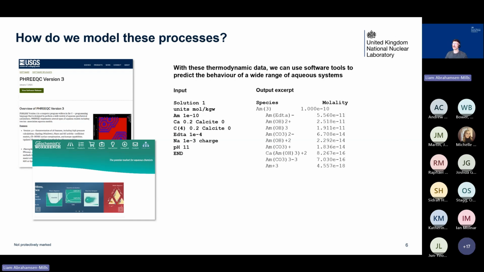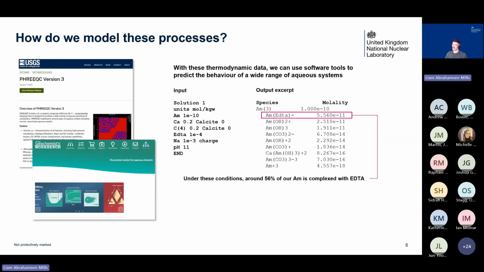And if we take a look at a small part of the output of this model, done in PHREEQC using the ThermoChimie database, we can look at the predicted americium speciation in solution. We can see that the most dominant form is the EDTA americium complex that we looked at in the previous slide. But interestingly, only around 56% of the americium is complexed here, even though we saw that the log K for that process was really high.